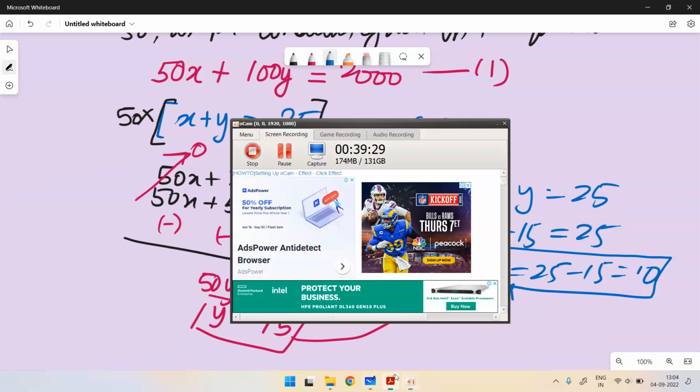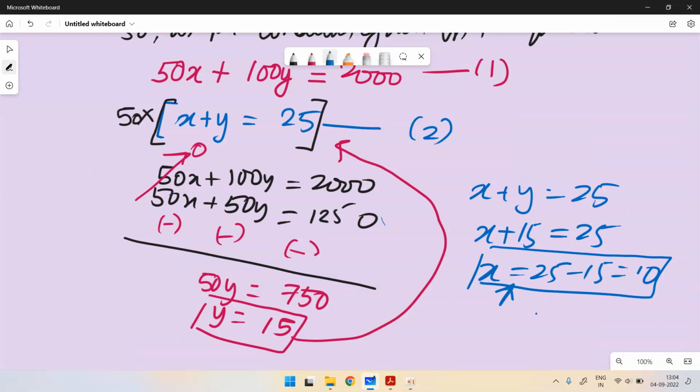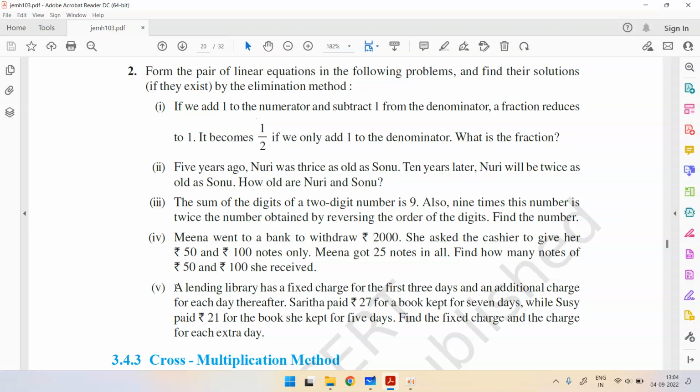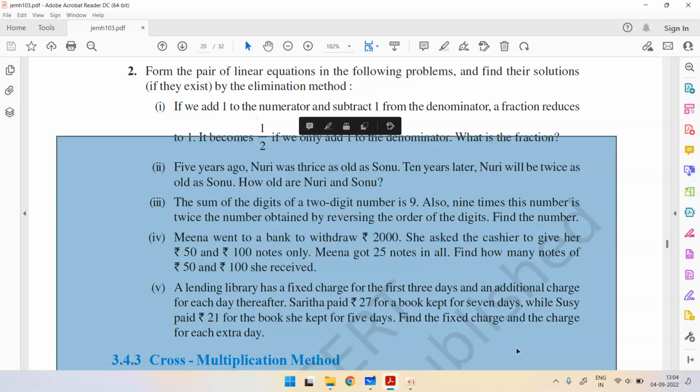So the customer, Meena, got 10 notes of rupees 50 and 15 notes of rupees 100. So now the next question is the fifth.